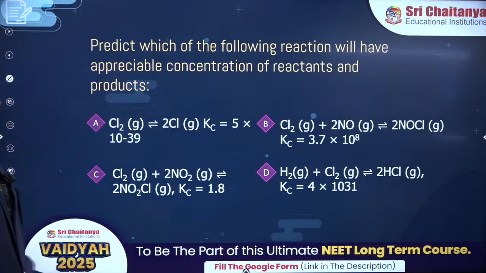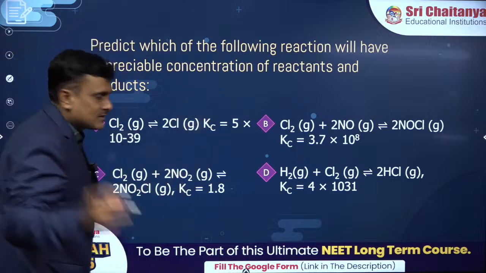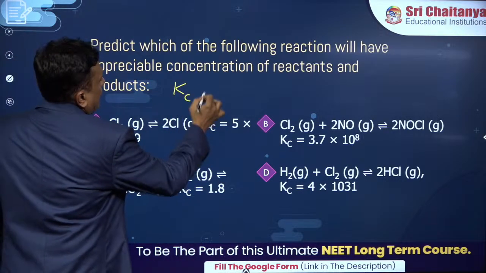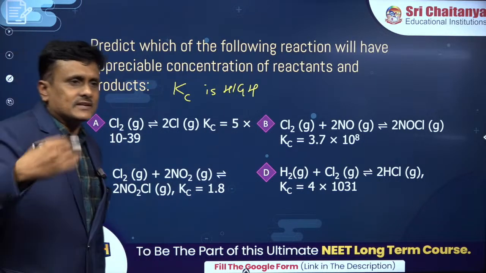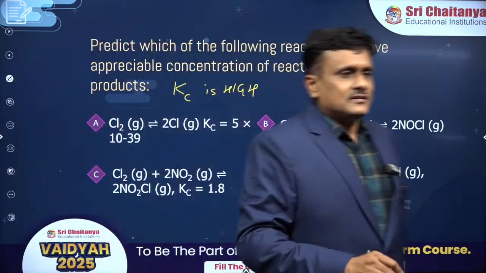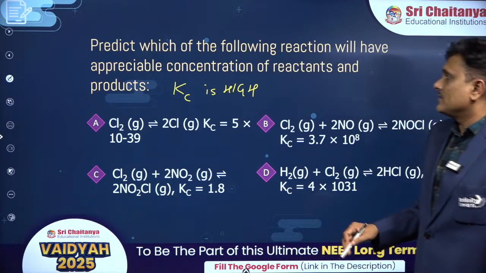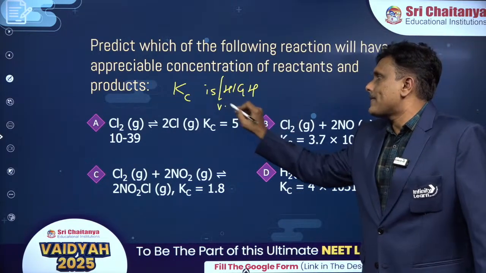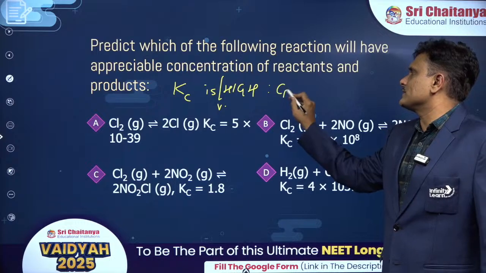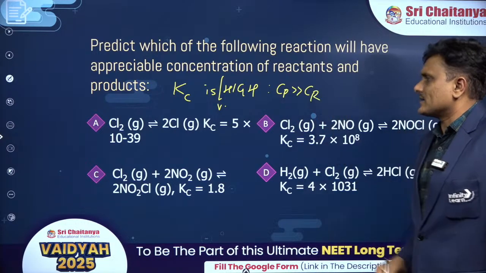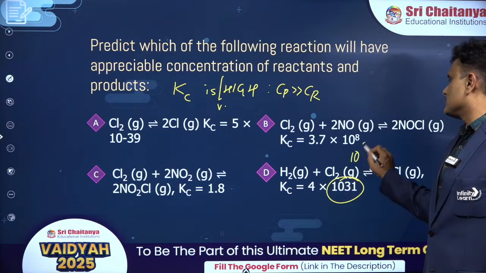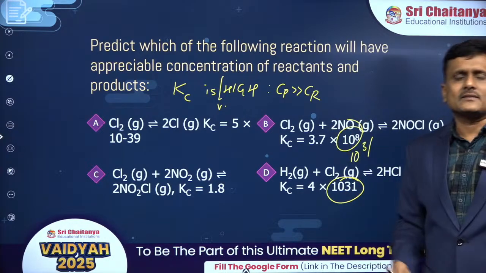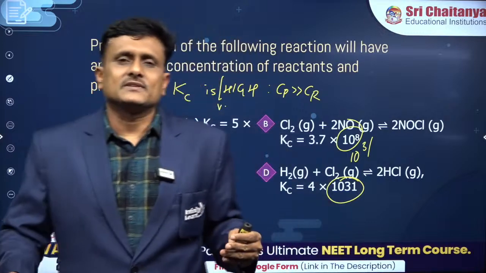Okay. Next, we'll have the appreciable concentration of reactants and products. Always remember, if your Kc is high, when I say high, that means a very high value. Kc is very high. That means concentration of product is very much greater than concentration of reactant. You can see what is the case here? 10 to the power 31. This is not 10031. This is 10 to the power 31. This is 10 to the power 8. So phenomenally high values of the equilibrium constant.